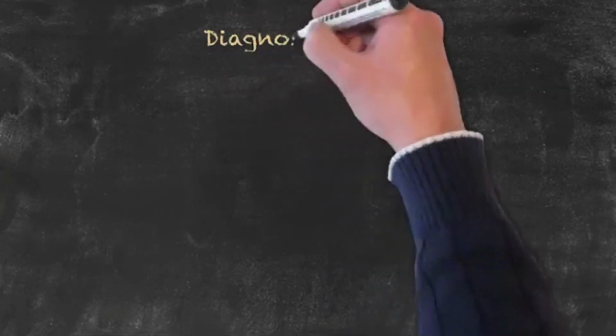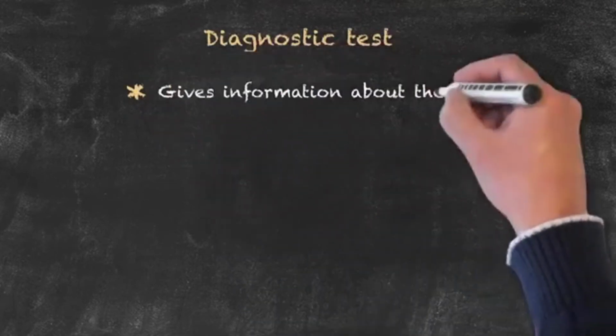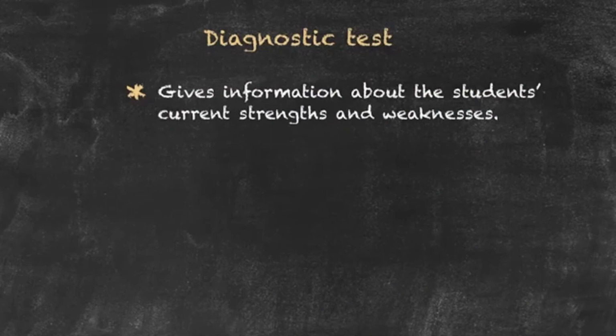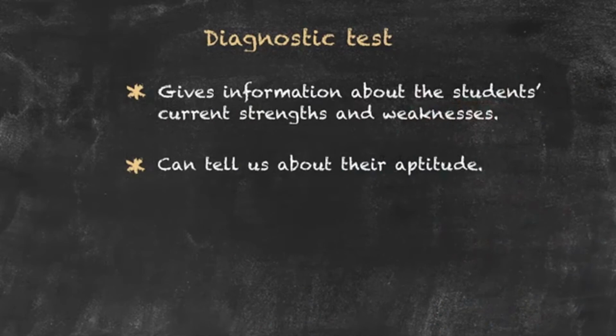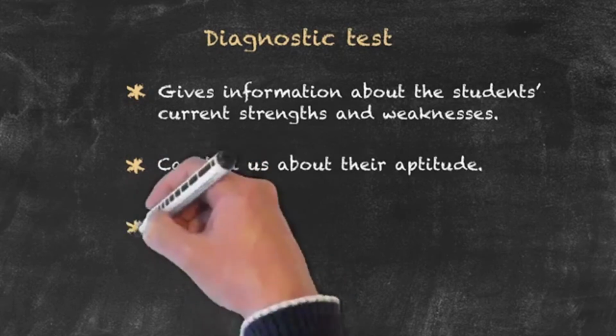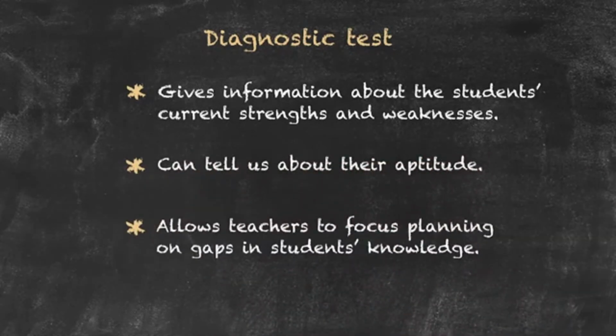The next type of test is called the diagnostic test, and what a diagnostic test is really doing is telling us about the student's current strengths and weaknesses. A diagnostic test can also give us some indication of the student's aptitude and tell us something about whether or not they're going to be able to learn a particular type of material. One of the main things that a diagnostic test can do is that it will allow us to concentrate our planning by telling us what the students already know and the gaps in their knowledge. So a diagnostic test is very, very useful for the teacher in terms of the curriculum plan.